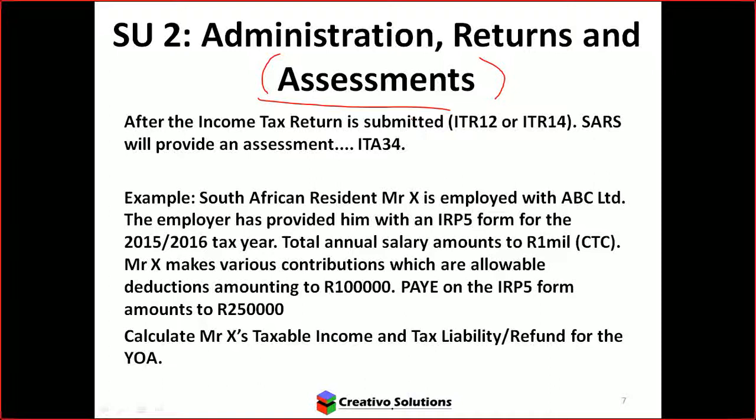Right, then there's also a note here about the annual salary. So annual salary in terms of cost of company was $1 million, and Mr. X makes various contributions, which are reliable deductions amounting to $100,000. Pay as you earn on the IRP5 form is $250,000. Right, so in terms of taxable income, just tell me, what do you think is taxable?